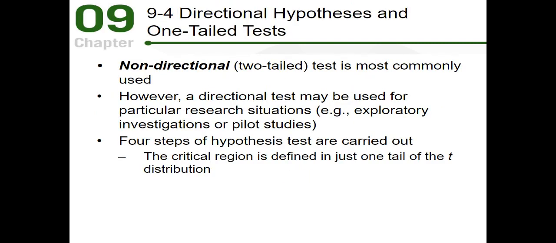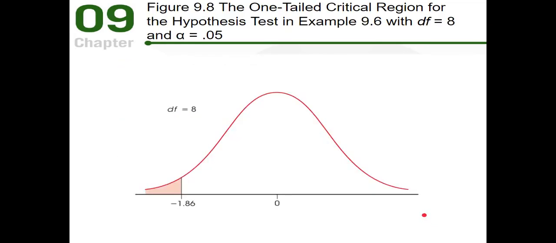Non-directional two-tailed tests are going to be most commonly used. However, directional tests may be used for exploratory investigations or pilot studies. We also have to use those 4 steps of a hypothesis test to make sure that those are carried out so that our critical region is defined in just the one tail of the t distribution. So figure 9.8 tells us what that one-tailed critical region of the hypothesis would be if our alpha level was 0.05 and our degrees of freedom were 8.